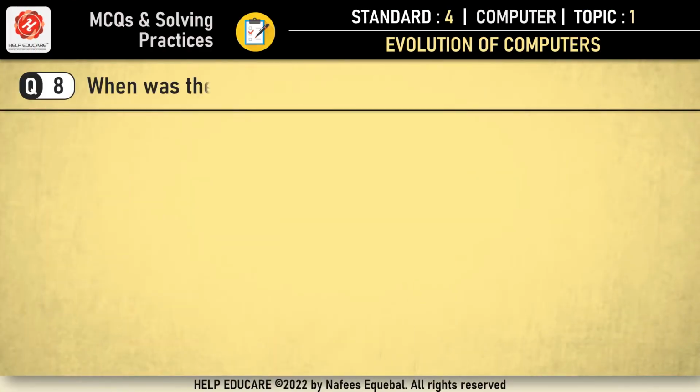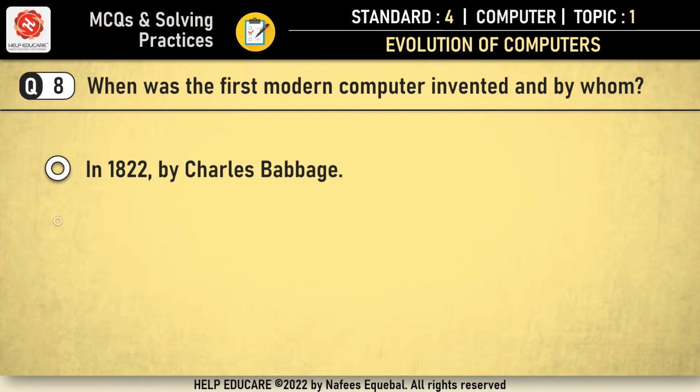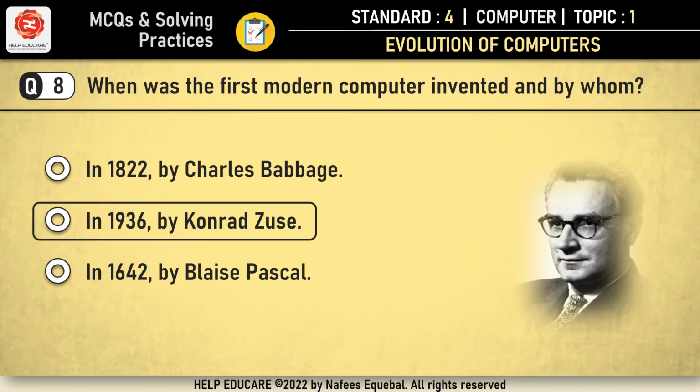Question number 8. When was the first modern computer invented and by whom? First option in 1822 by Charles Babbage. Second option in 1936 by Conrad Zuse. Third option in 1642 by Blaise Pascal. Answer will be displayed in 10 seconds. Correct answer is in 1936 by Conrad Zuse.